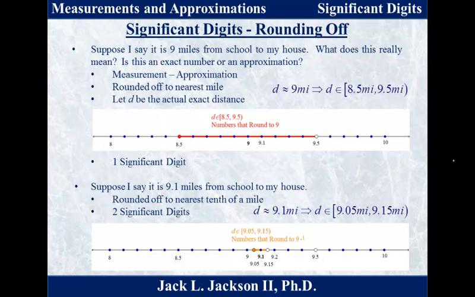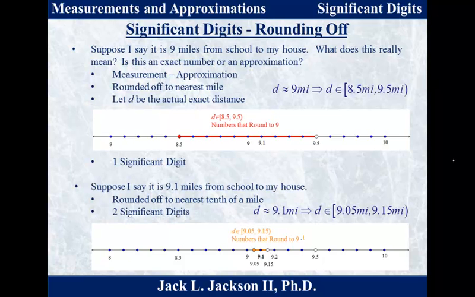Now suppose I say it's 9.1 miles from school to my house. Now I've measured it more closely. Perhaps I've looked at my car and measured not only the miles but also the tenths on the odometer. This is a little bit more precise. It says it's a number that rounds off to 9.1. So what kind of numbers would round off to 9.1? Look at what's shaded in orange here. Those numbers round off to 9.1, and that is 9.05 to 9.15.